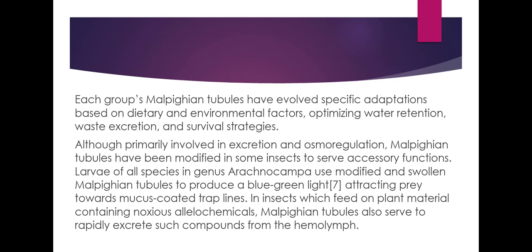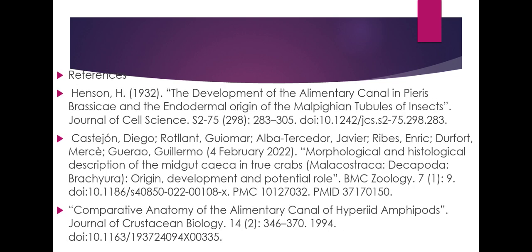This is that example. Also, in insects which feed on plant material containing noxious allochemicals, Malpighian tubules can also serve to rapidly excrete such components from the hemolymph. So it can help the insect or save its life.